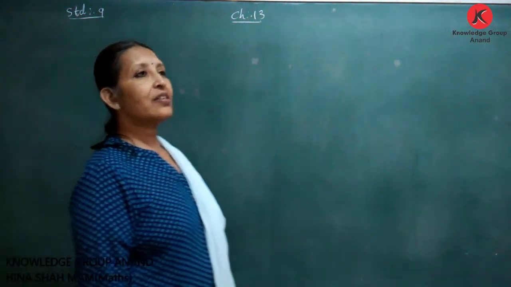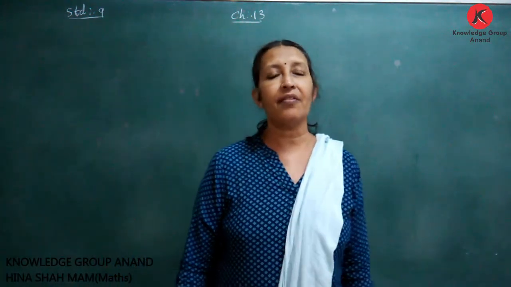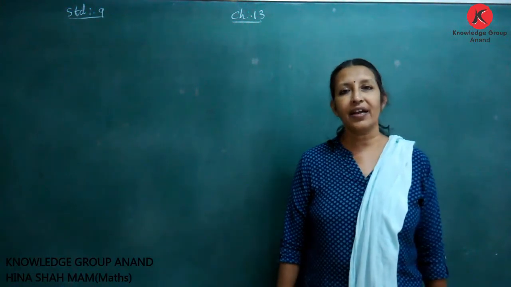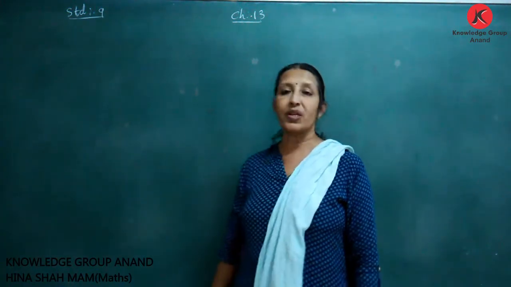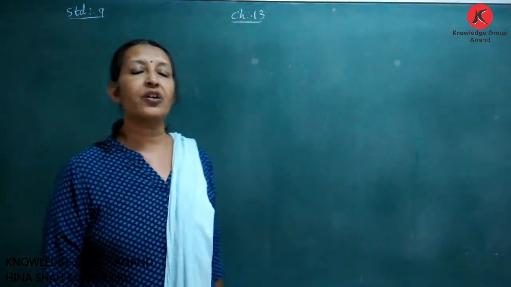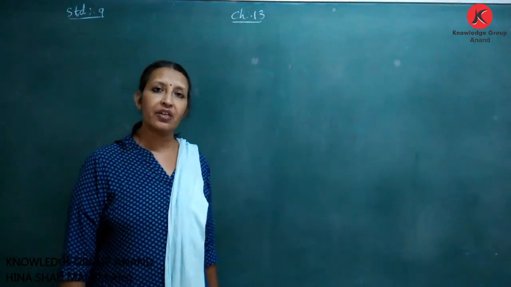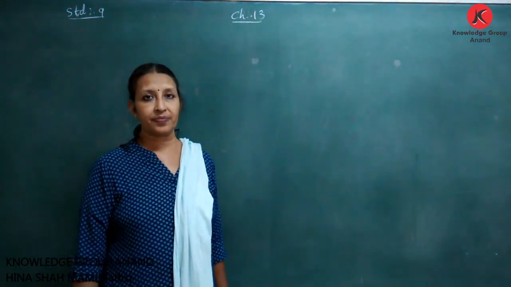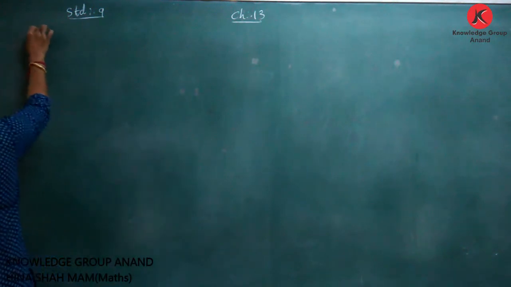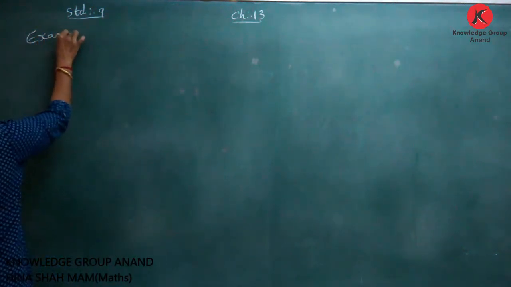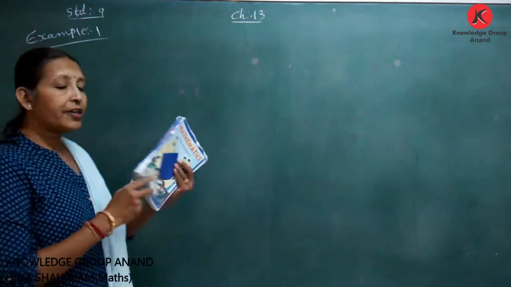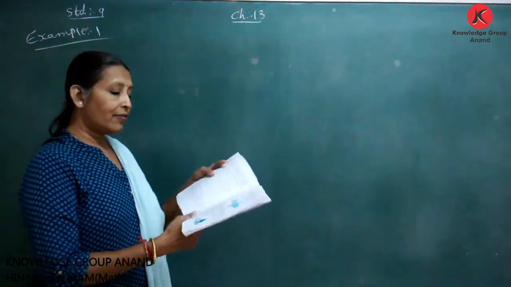In the previous lecture, we learned the formulas for the surface area and volume of solid shapes: cuboid, cube, cylinder, cone, sphere, and hemisphere. Now, example number 1. Open your textbook and read the question.